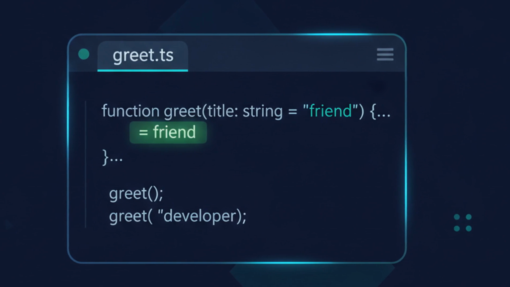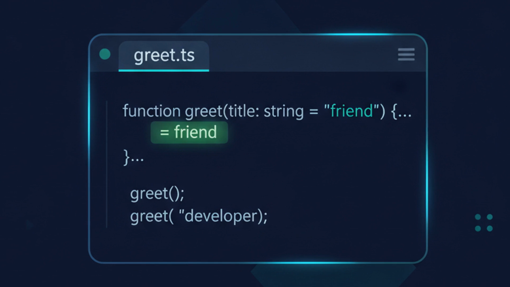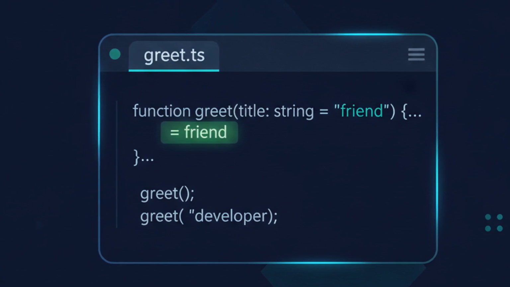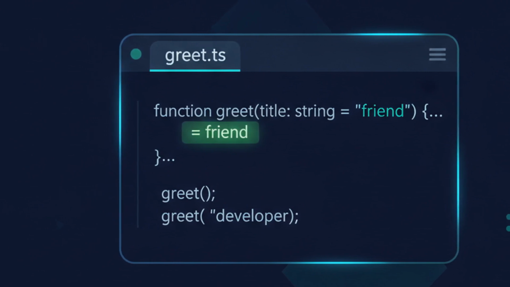Here, if no title is passed, it defaults to friend. Notice we no longer need the question mark or the if check. The default handles everything cleanly.